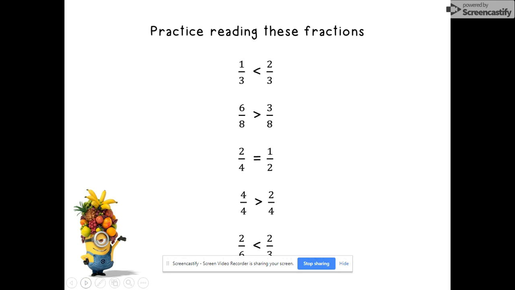So I'm going to read the first two, pause the video, and then have students read these fractions, and then you can press play to hear me keep reading. 1/3 is less than 2/3. 6/8 is greater than 3/8. Pause the video. 2/4 equals 1/2. 4/4 is greater than 2/4. 2/6 is less than 2/3.